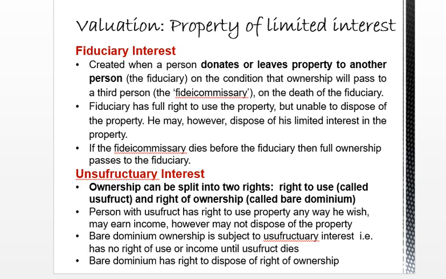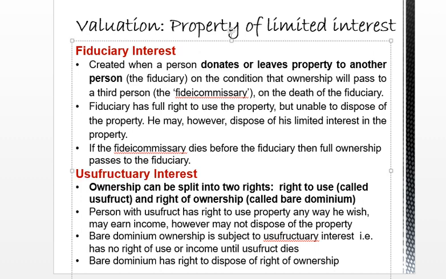Okay, and then what we have is the usufructory interest. It's a bit of a handful, that word. Basically what this means is the ownership can be split into two rights. The first right being the right of use, which is called the usufruct, and then the second right is the right of ownership, called the bare dominium.